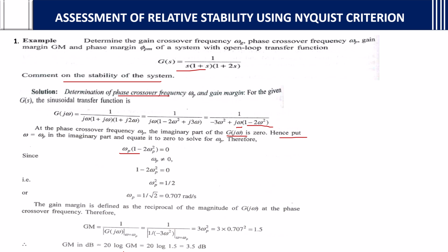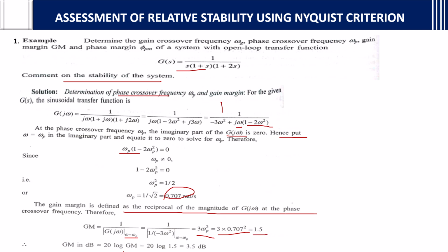The gain margin is defined as the reciprocal of the magnitude of G(j omega) at the phase crossover frequency. Just a reciprocal, means 1 by G(j omega) at omega equals omega p. Means 1 by minus 3 omega square, the reciprocal of the real part. The real part is 1 by minus 3 omega square. It is a reciprocal, so what you will get is 3 omega p square, which is 3 into the value of omega p square. You will get 1.5 as the gain margin.